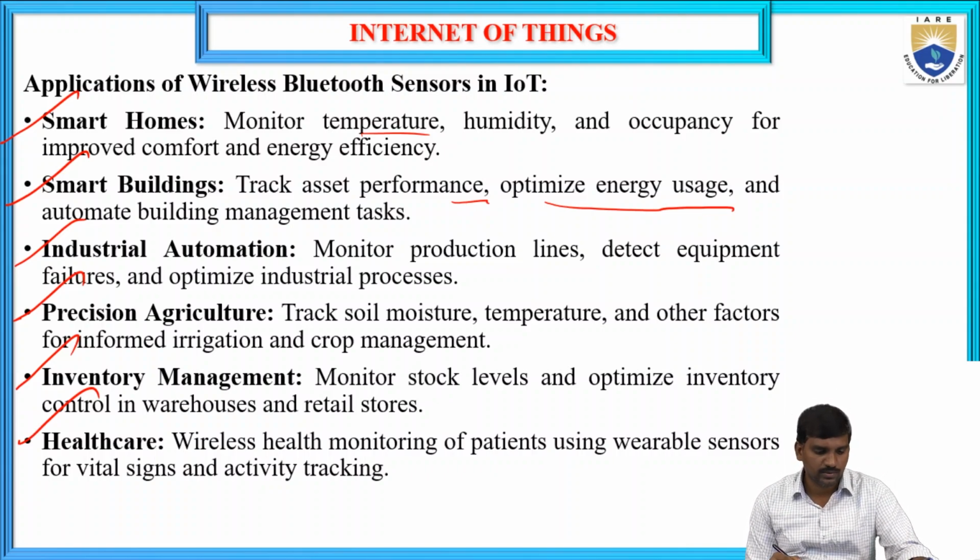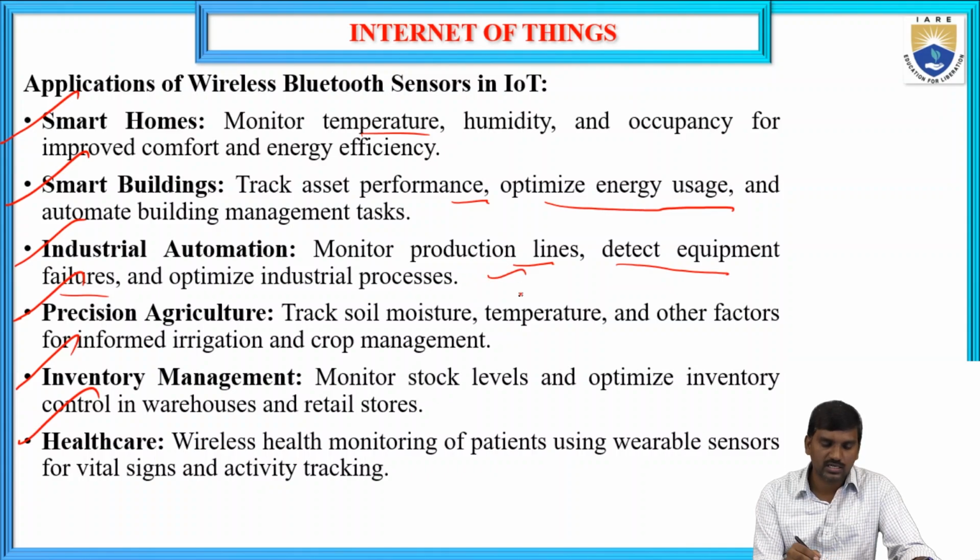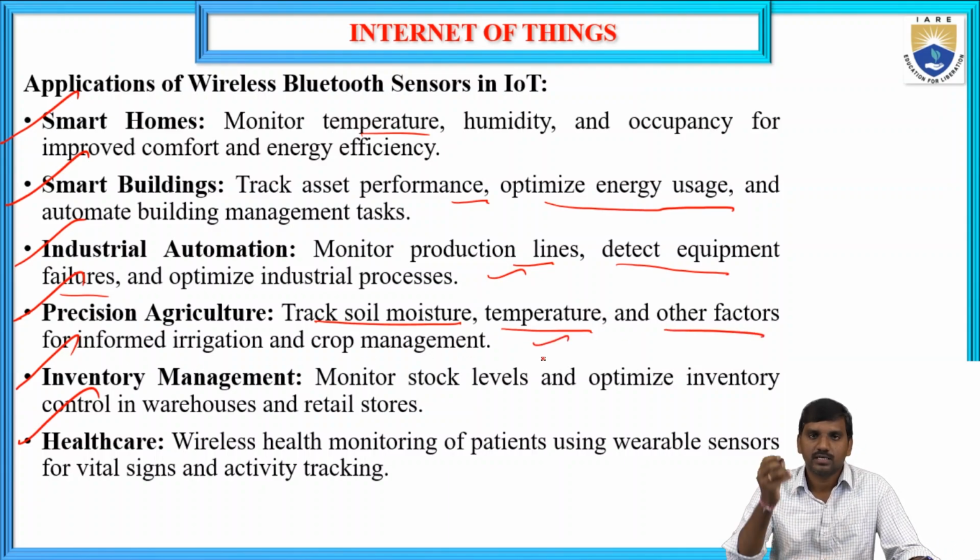So that is the second one. And industrial automation is used to monitor the life cycle of the machines available in the industry, like monitoring production lines, detecting equipment failures, and optimizing industrial processes. So that comes under industrial automation. Next, precision agriculture. In agriculture also, we track soil moisture, temperature, and other factors to inform irrigation and crop management. In irrigation systems also, we may use IoT devices.